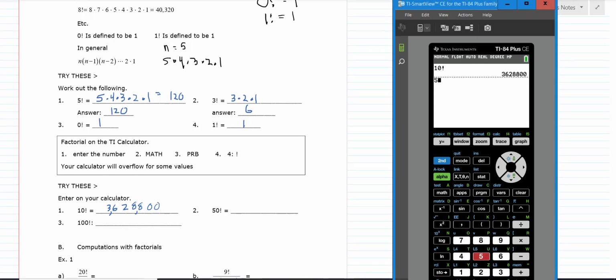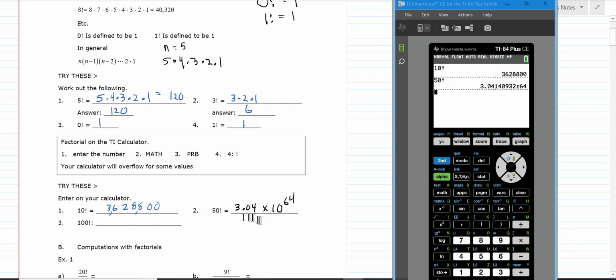Okay, let's do 50 factorial. Again, what you do in your calculator: 50, math, PROB, option 4. Press enter, and see now you get into scientific notation. So we'll just round this and say 3.04. When you see that E64, that's saying times 10 to the 64th power. If you need a review on that, all that really means is that the decimal gets moved to the right 64 places. So that would be a really, really big number. I don't know exactly what that would be, but you're just moving the decimal over 64 places.